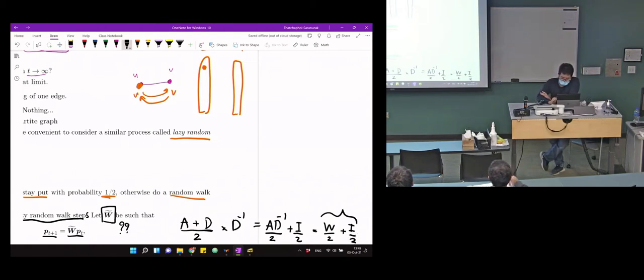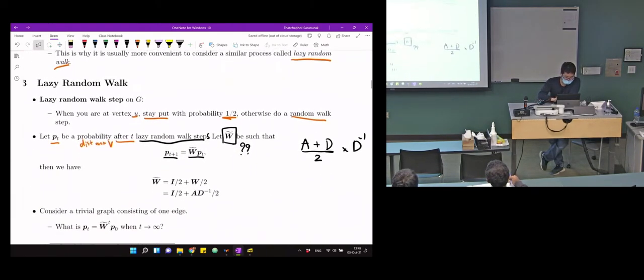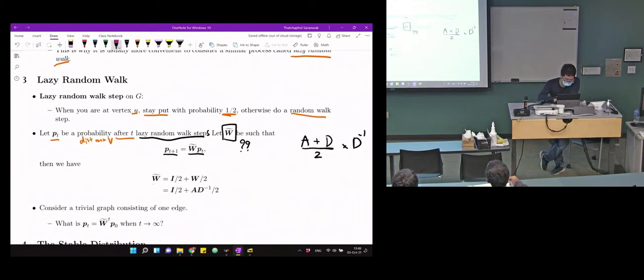The way that I think is easier to understand is this. Yeah, so this is correct. But you can see that from here it's kind of clear that with probability half you are at the same place. Otherwise, you do a random walk step. Right. So this is our W tilde.